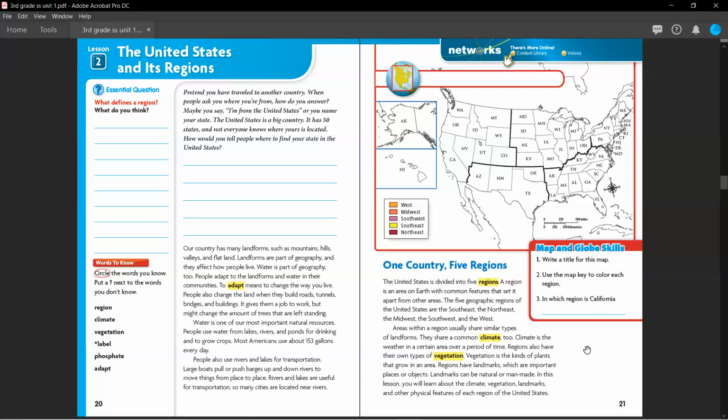So now let's take a look at this area that says Map and Globe Skills. Number 1, write a title for this map. So you're going to label it right up here.